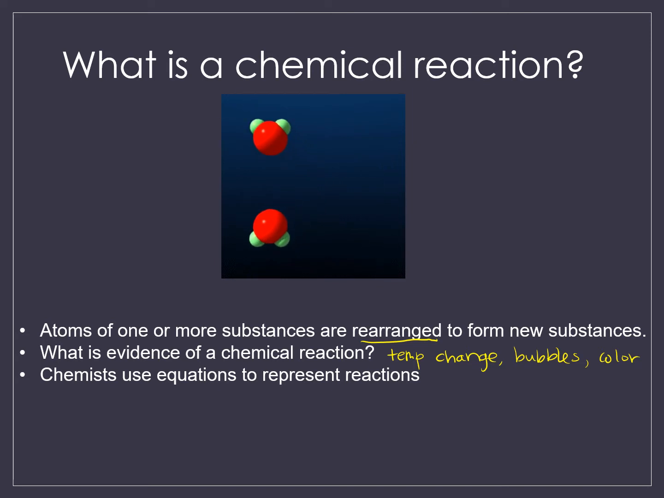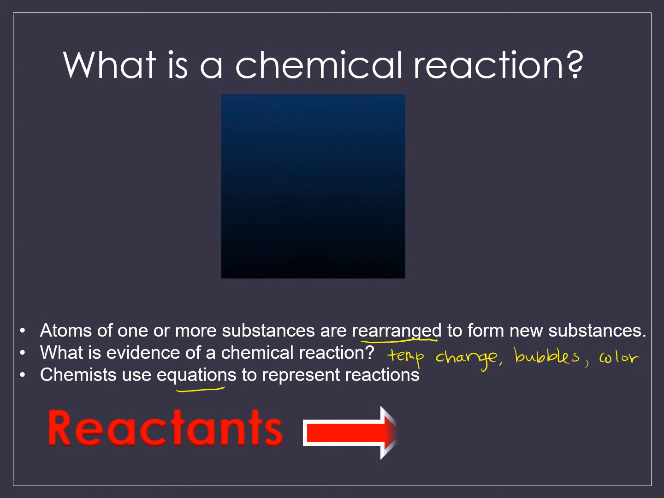Now, how do we write this? How do we represent these chemical reactions? Well, chemists use equations to represent reactions. They spent a lot of last semester learning how to write chemical formulas for ionic, covalent, and metallic substances. So we're going to use those chemical formulas to write equations that represent what's happening in the animation you see here. Generally speaking, we have reactants that are then converted to products.